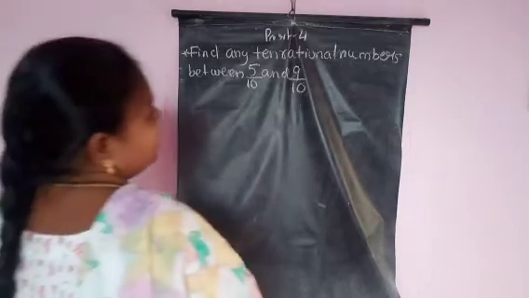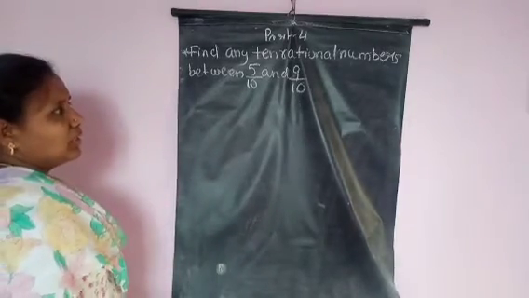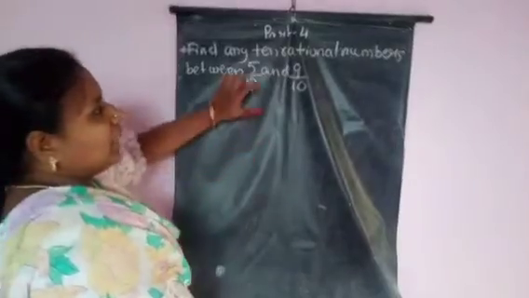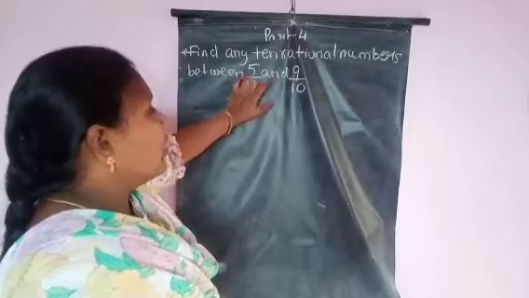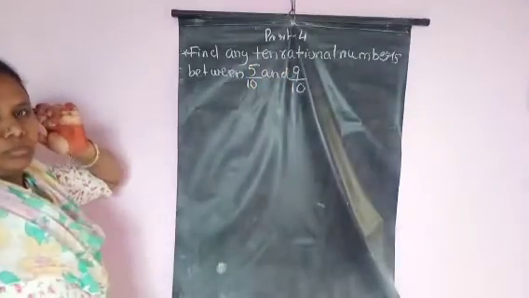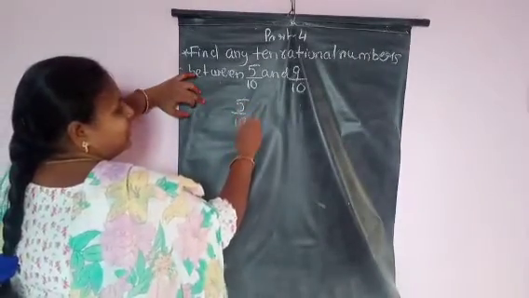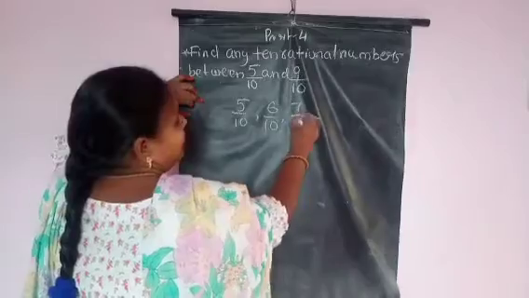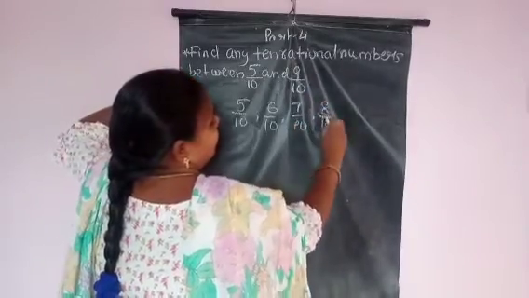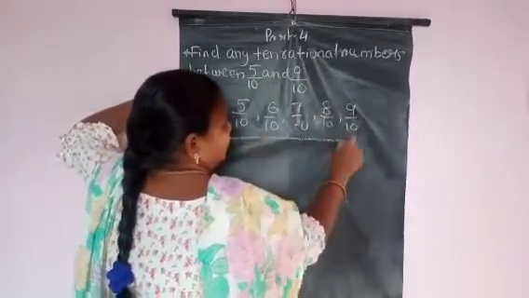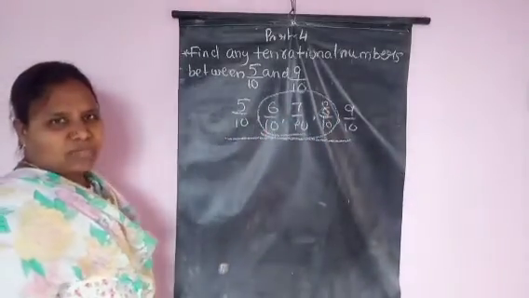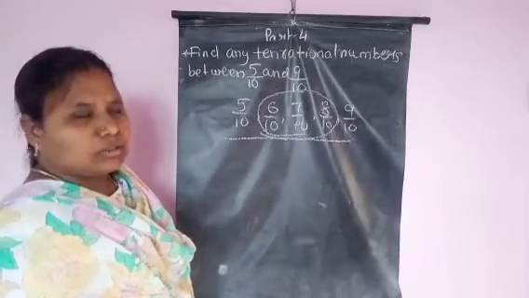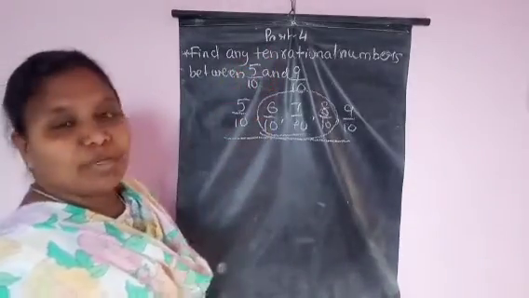If our given question is finding any 10 rational numbers between 5 by 10 and 9 by 10 now. So we can easily write 5 by 10, 6 by 10, 7 by 10, 8 by 10, 9 by 10. But there are only 3 rational numbers, only 3 fractional numbers we have written. How can we find 10 rational numbers?